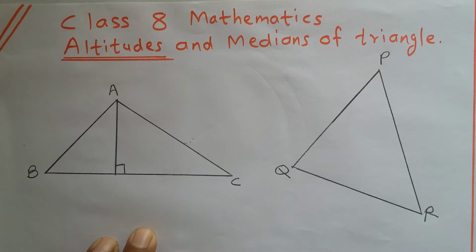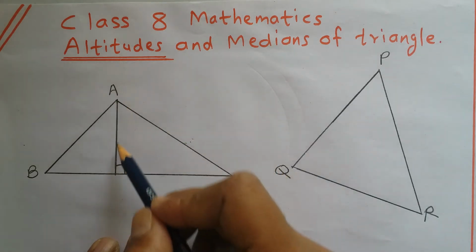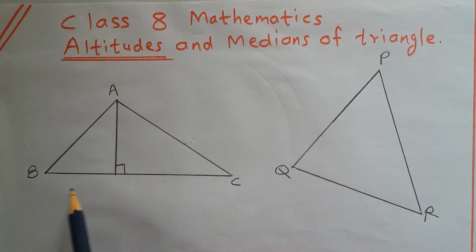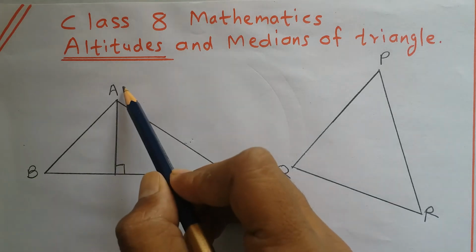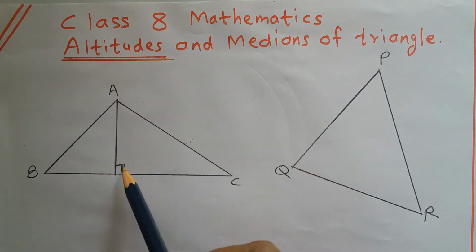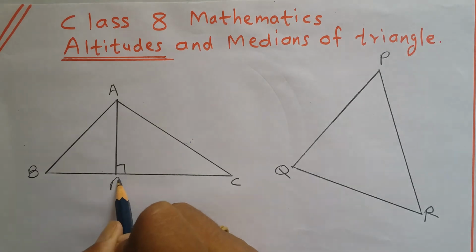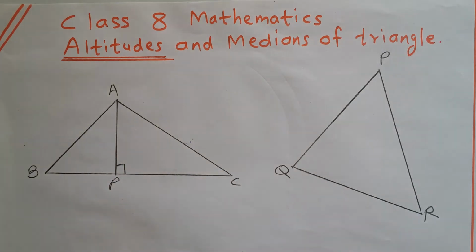Remember, altitude means perpendicular height, and this altitude is with respect to base BC. If the base is BC, meaning we took the base as BC, then the perpendicular drawn from vertex is this AP. So AP is the altitude. Do you understand? Now we will see one more example.